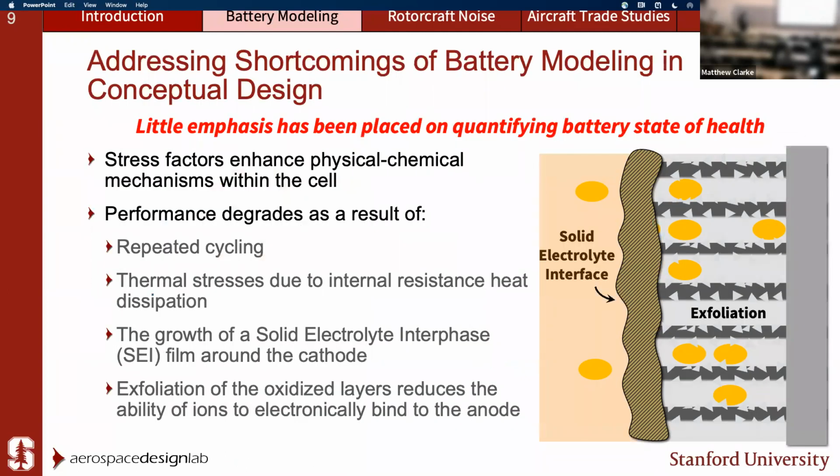However, like I mentioned before, in the aerospace industry, if you go to the Journal of Aircraft or some other studies, there's not a lot of emphasis on how the battery degrades over time. It's a stored energy cell, right? So there are going to be changes in performance, and these can be summarized by repeated cycling. This repeated cycling typically causes thermal stresses and mechanical stresses, and it also forms an amorphous layer called the solid electrolyte interface.